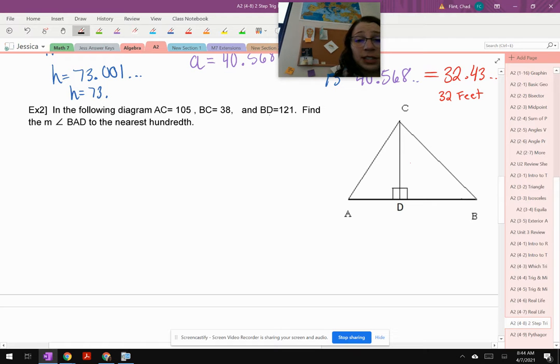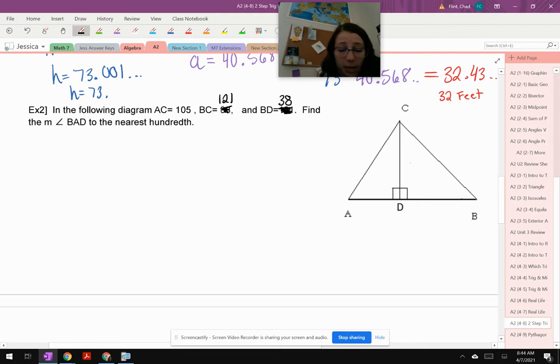So BC is not equal to 38. BC is equal to 121. And BD is not equal to 121. BD is equal to 38.